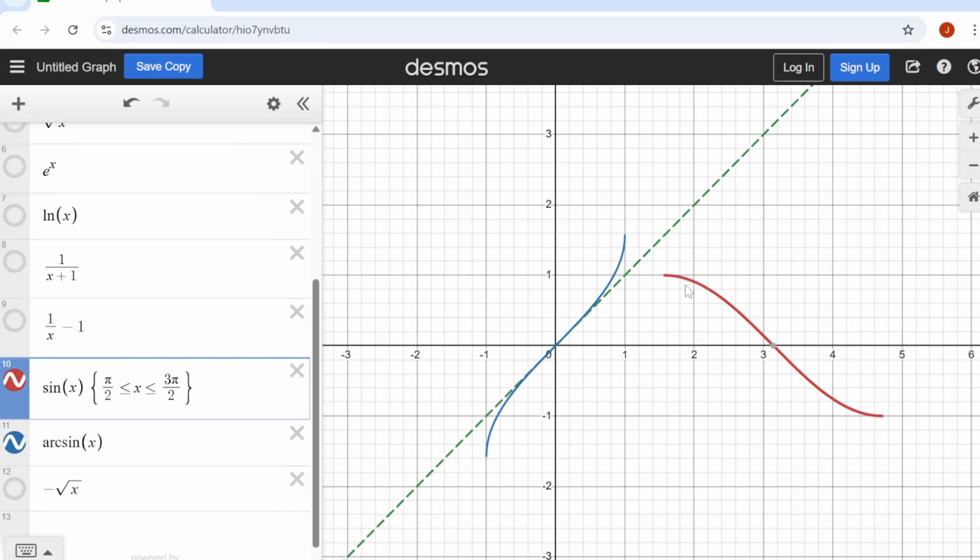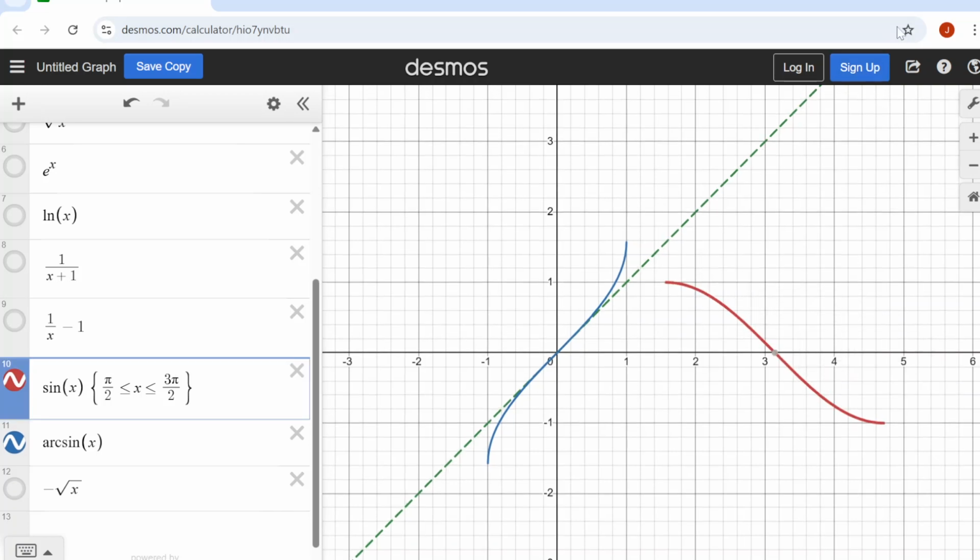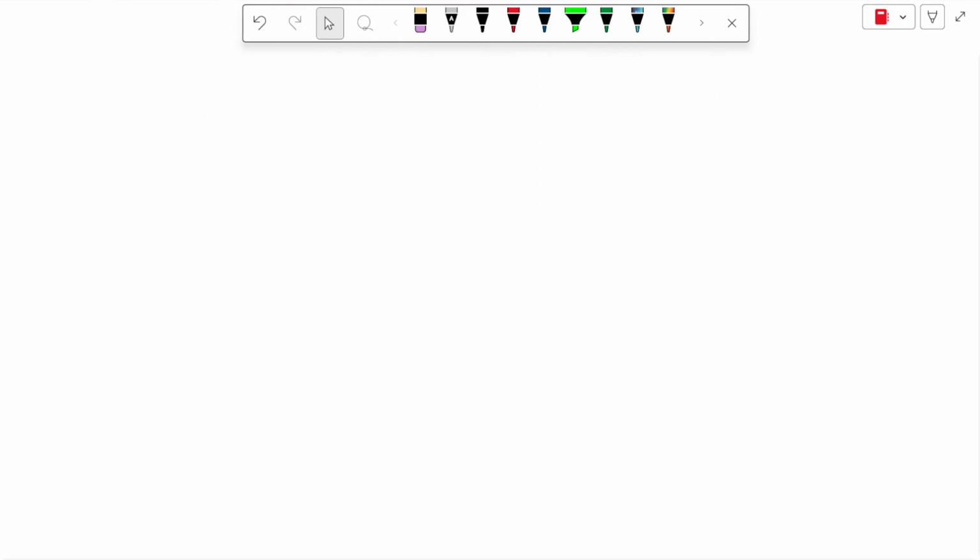We never ever do it like that, but be aware that when inverse sine was defined, we really did have to make a decision about which part of sine we're cutting out to do the inverse of. So inverses can be a little bit messy in that way.